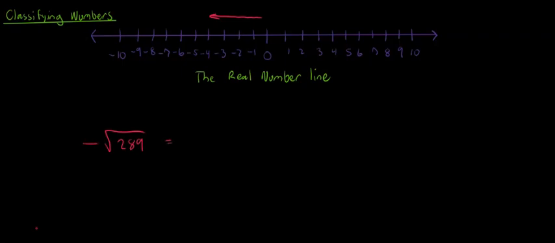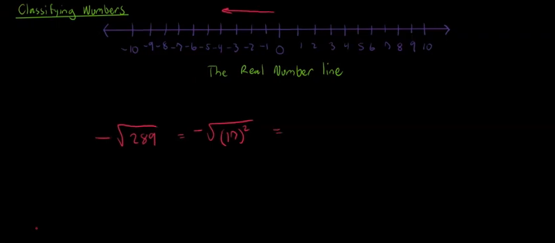Then, when you look at 289, that's essentially the quantity of 17 squared, and there's still the negative outside of the square root. This means that we're still left with a negative 17. Now looking at this though, it's going to be a negative rational number.